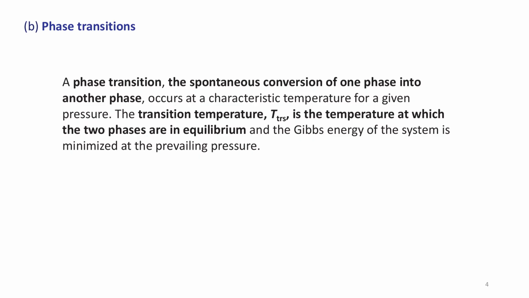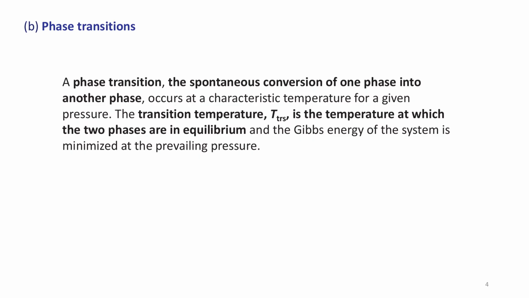A phase transition is the spontaneous conversion of one phase into another. Familiar examples include melting, freezing, vaporization, condensation, and sublimation. At a specified pressure, a transition occurs at a characteristic temperature, which we denote T transition. At precisely that temperature, the two phases can coexist in equilibrium. Their molar Gibbs energies are equal, so converting an infinitesimal amount from one phase to the other produces no net change in Gibbs energy. Away from the transition temperature, one phase has the lower chemical potential and is thermodynamically favored.